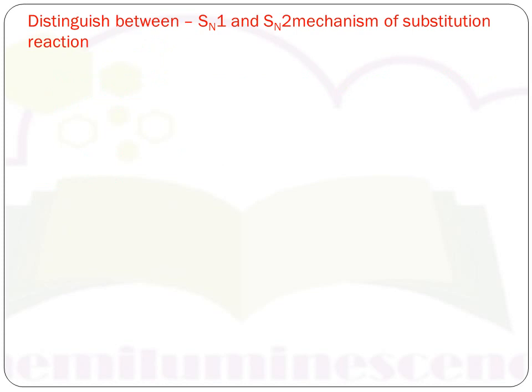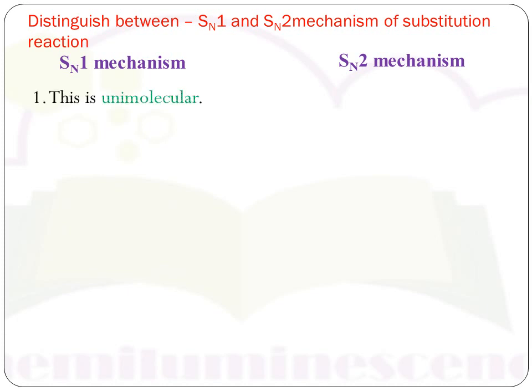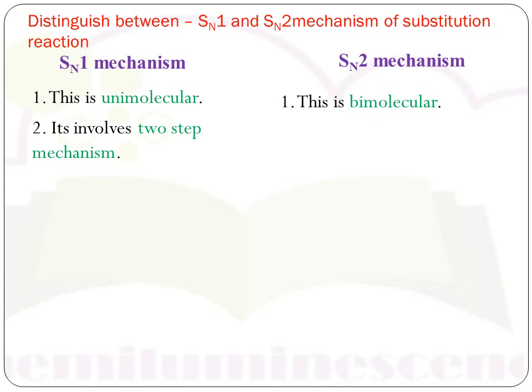Distinguish between SN1 and SN2 mechanisms of substitution reaction. First, we know that the SN1 mechanism is a substitution nucleophilic unimolecular reaction. The SN2 mechanism is a substitution nucleophilic bimolecular reaction. That means in the SN1 mechanism, the rate of reaction depends only on the substrate. Hence, it is a unimolecular reaction. While in the SN2 mechanism, the rate of reaction depends on the substrate as well as the nucleophile. Hence, it is a bimolecular reaction. The SN1 mechanism takes place in two steps, while the SN2 mechanism takes place in only one step.